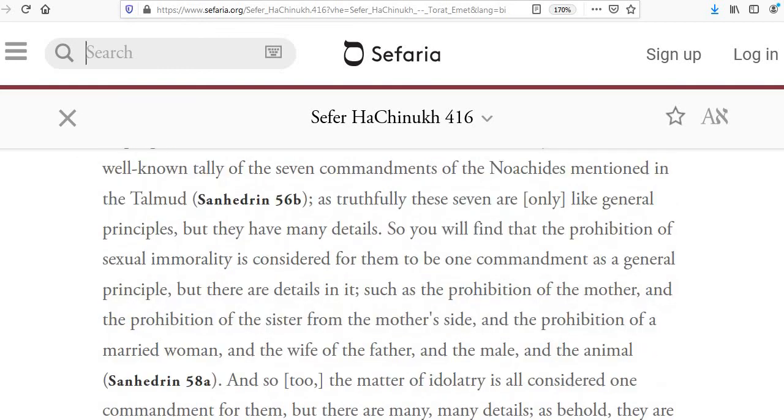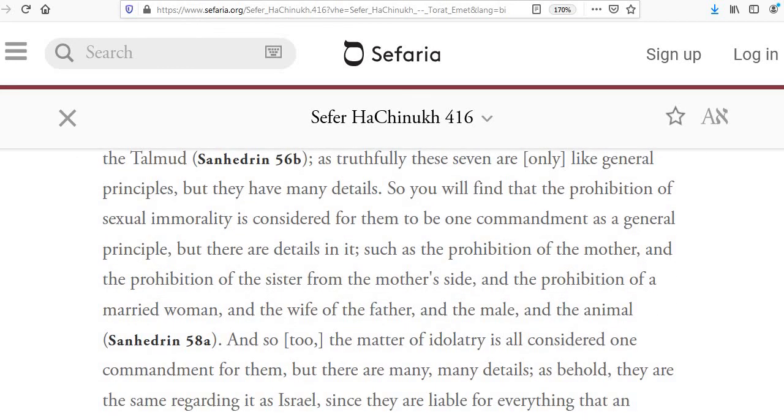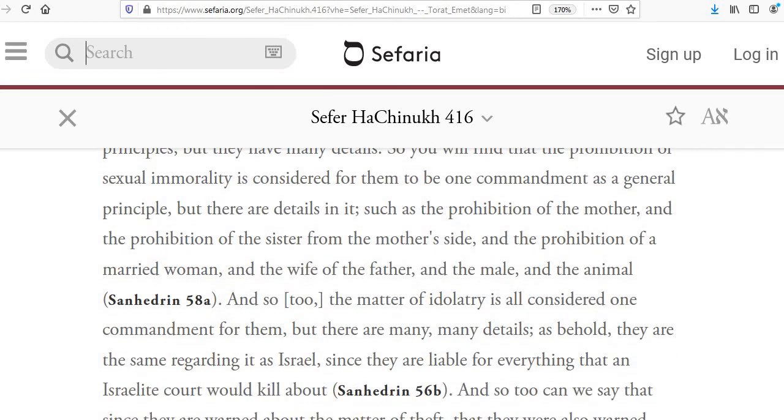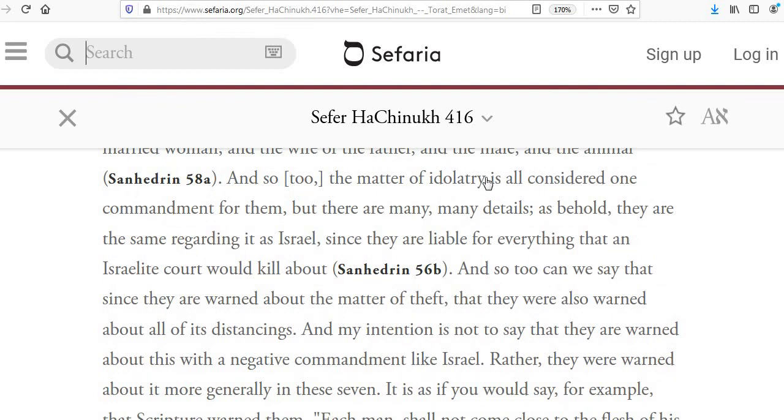And then it goes into the various details, how it seems like these are just simple laws, but they're actually categories with many details. And so too, the matter of idolatry is all considered one commandment for them, but there are many, many details. As behold, they are the same regarding it as Israel, since they are liable for everything that an Israelite court would kill about. And so too, we can say that since they are warned about the matter of theft, that they are also warned about all of its distancings. So how to stay away from theft and build a fence around it, as it were.